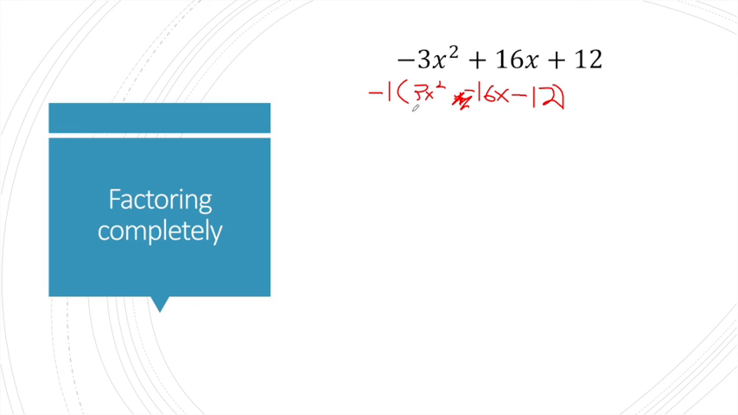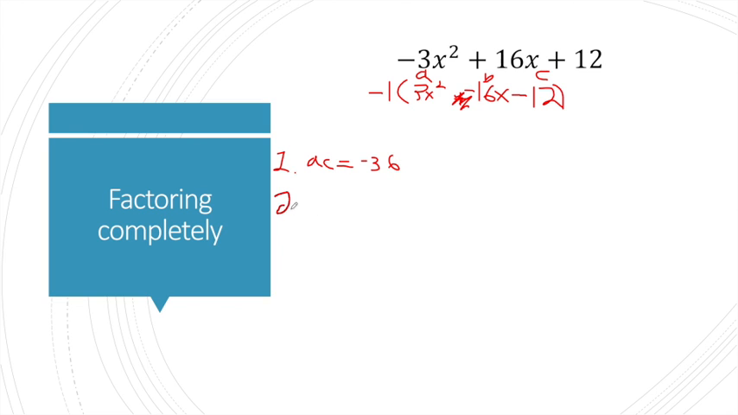Now, in this example, I do not have a leading coefficient of 1. My new A is 3, my B is -16, and my C is -12. So I need to find the factors of AC that add up to B. AC in this case is 3 times negative 12. That's going to give me a negative 36.